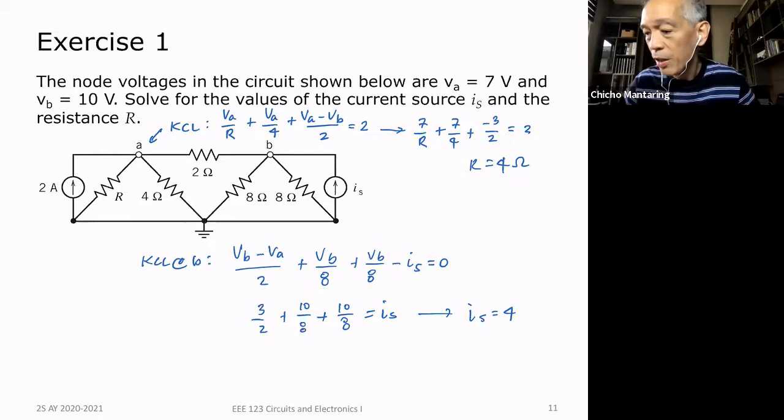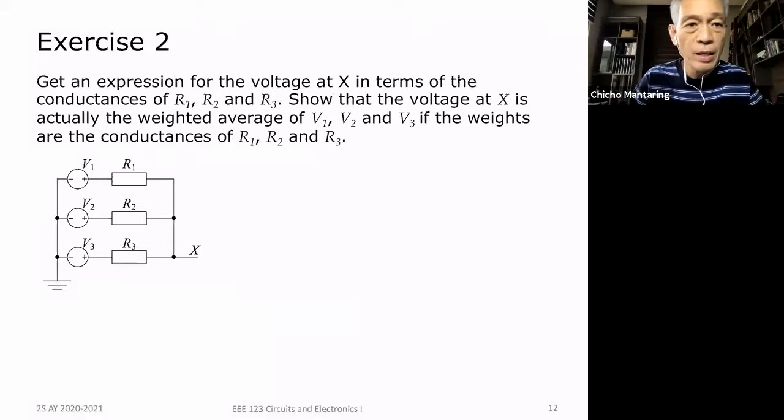Okay, let me take up another example. This one I'll do for you. Get an expression for the voltage at X in terms of the conductances of R1, R2, and R3. Teka, there's a question here. No, let me look at the question. So there's a question. No, nodal analysis po ba a best method for circuit analysis?